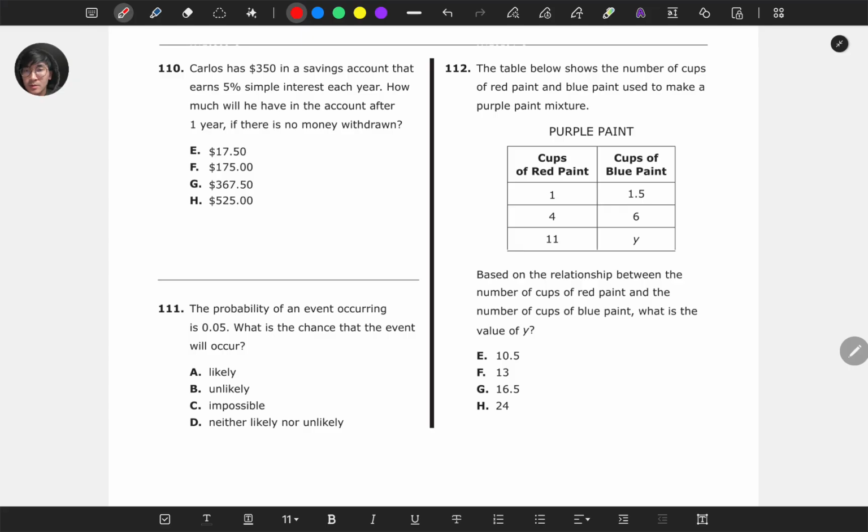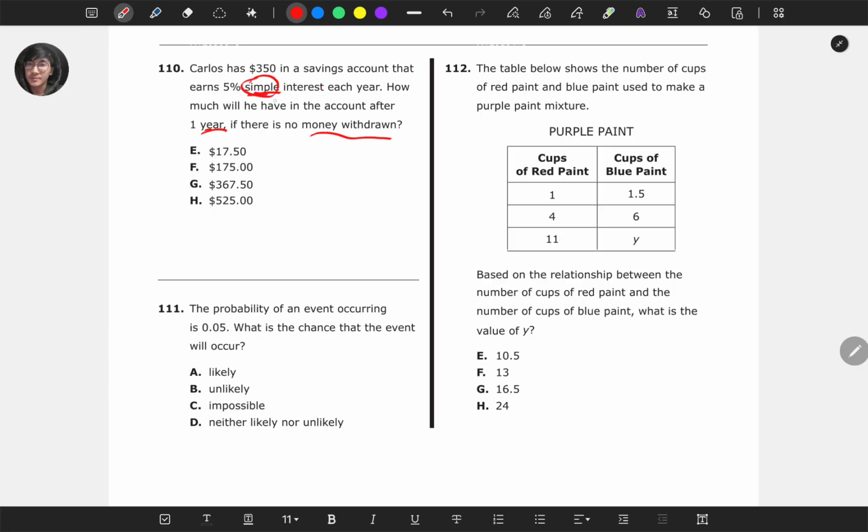Okay, so Carlo has 350 in a savings account that earns 5% simple interest. Okay, keyword. How much will he have in the account after 1 year if no money is withdrawn? Okay, so this topic is talking about simple interest, and there's this other thing called compound interest.